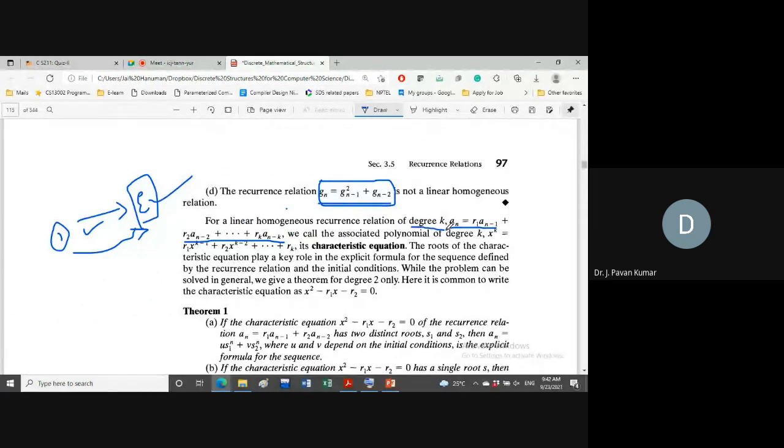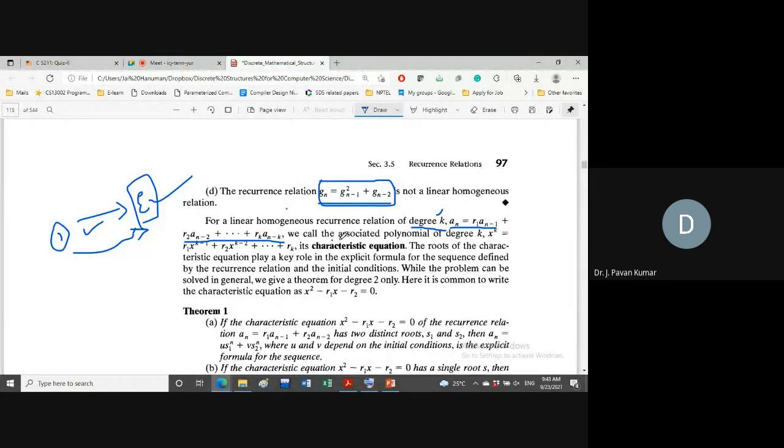What is the degree of this? The degree is k. Now, how many terms are we having on the right side to obtain a_n? How many previous terms are we adding? k terms. Suppose the degree is 3, then how many terms will we have in the RHS? 3. If we have a linear homogeneous recurrence relation of degree 2, then we will have 2 terms in the RHS. Degree k means k terms.